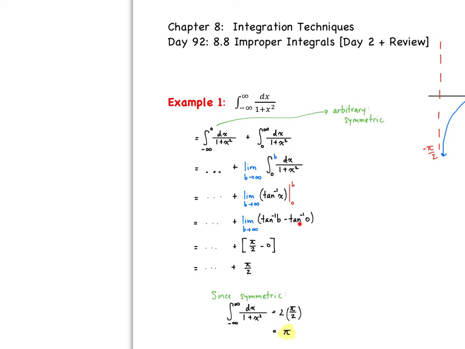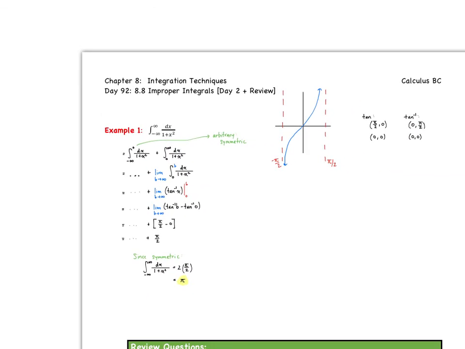All right, and evaluating that, we get arctangent of b minus arctangent of 0. So now we can go ahead and take the limit. As b goes to infinity, arctangent of infinity is pi over 2. Arctangent of 0 is 0. That's kind of where I get this graph from over here. If this is our tangent function, we can think, at pi over 2, 0, and 0, 0, those points. So then arctangent, 0 goes to pi over 2, and then 0, 0 here. That's just reminding us of that information.